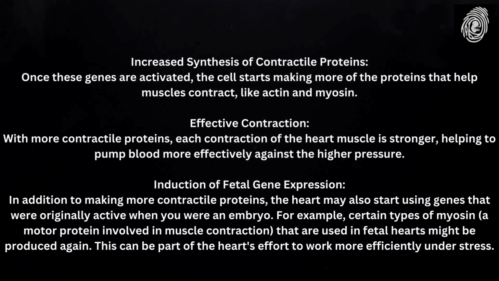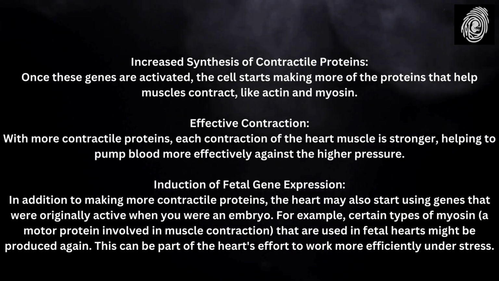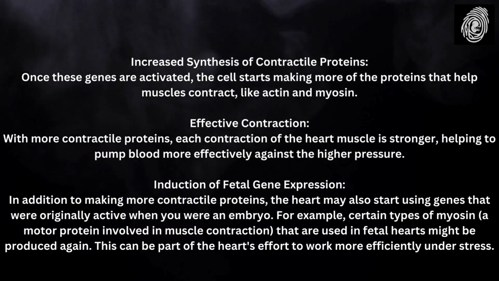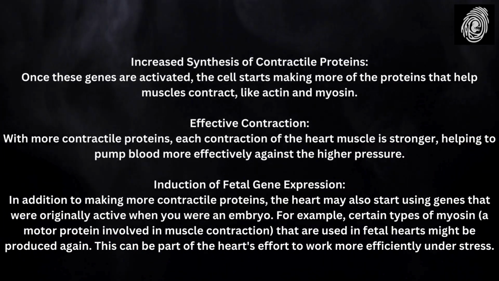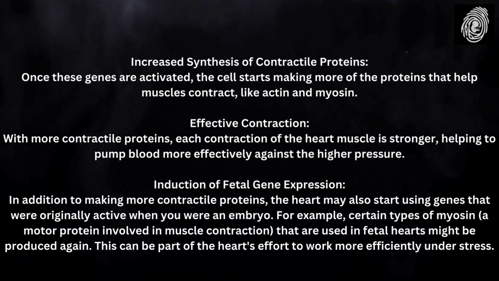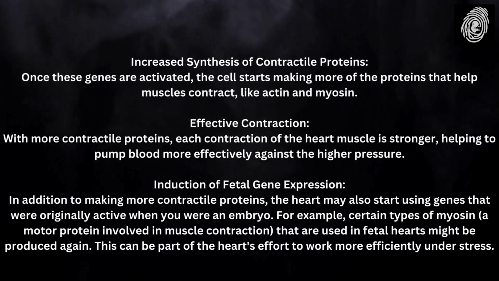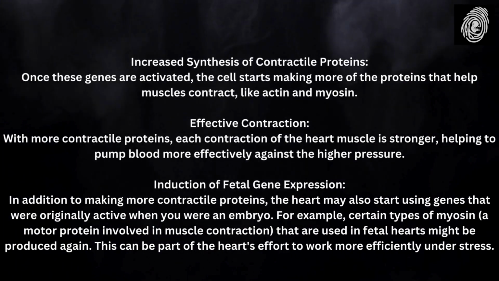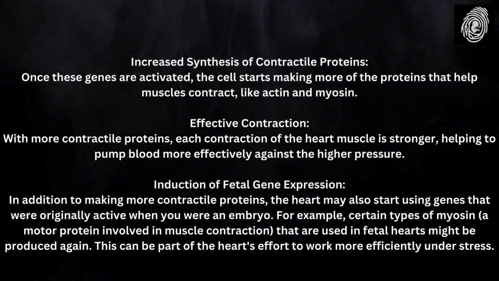Induction of fetal gene expression. In addition to making more contractile proteins, the heart may also start using genes that were originally active when you were an embryo. For example, certain types of myosin, a motor protein involved in muscle contraction, that are used in fetal hearts might be produced again. This can be part of the heart's effort to work more efficiently under stress.